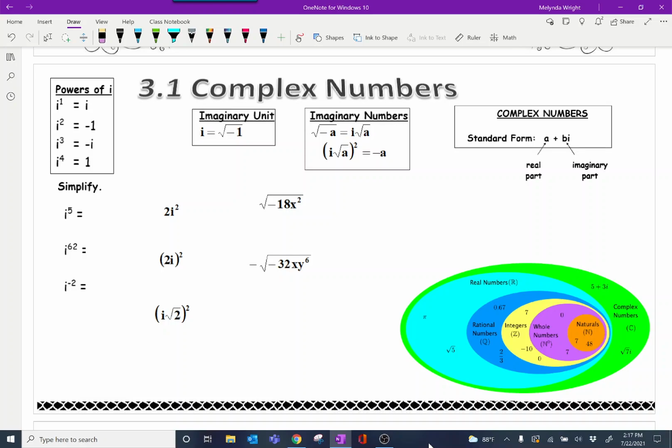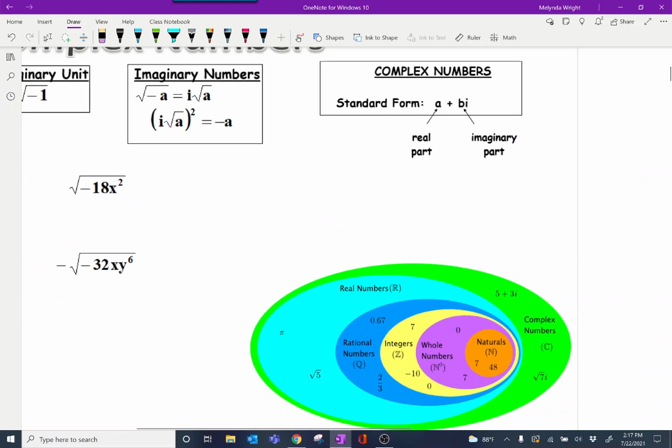Let's take a look at our lesson on complex numbers. Let's focus for just a moment on standard form. So this is standard form for complex numbers, and as you can see in this diagram, complex numbers really describe all numbers. Different types of numbers are within complex numbers, the real numbers, rational. You're probably familiar with those words, but for real numbers, basically b would equal 0.